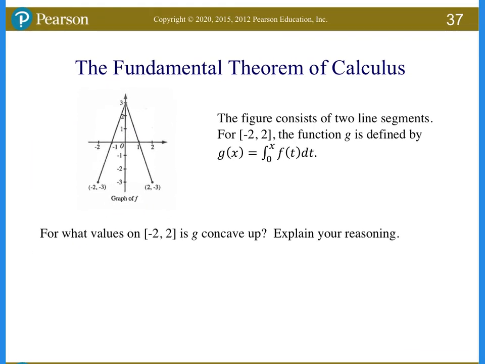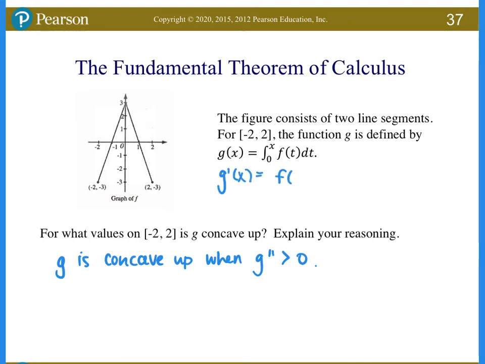For what values, same picture, same equation, for what values is G concave up? Well, the definition of concave up, G will be concave up when G double prime is greater than 0. Well, what was G double prime? Well, remember that G prime is f of x, so G double prime has to be f prime.